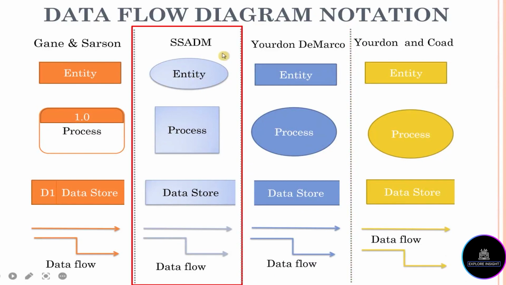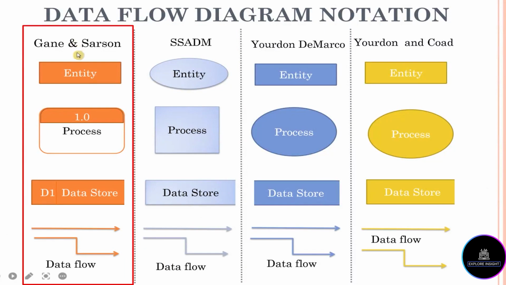Here, the SSADM stands for Structured System Analysis and Design Method. This is quite different from the other three we can see on the slide. Now, the entity diagram has a circular shape. The process is represented with a square shape. The data store is similar to that of Yourdon and Coad. And we have the same for the data flow, which is just an arrow.